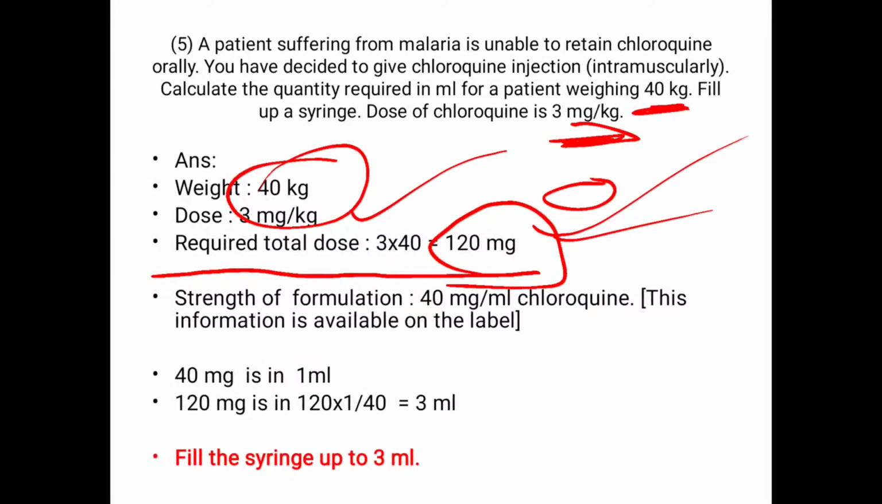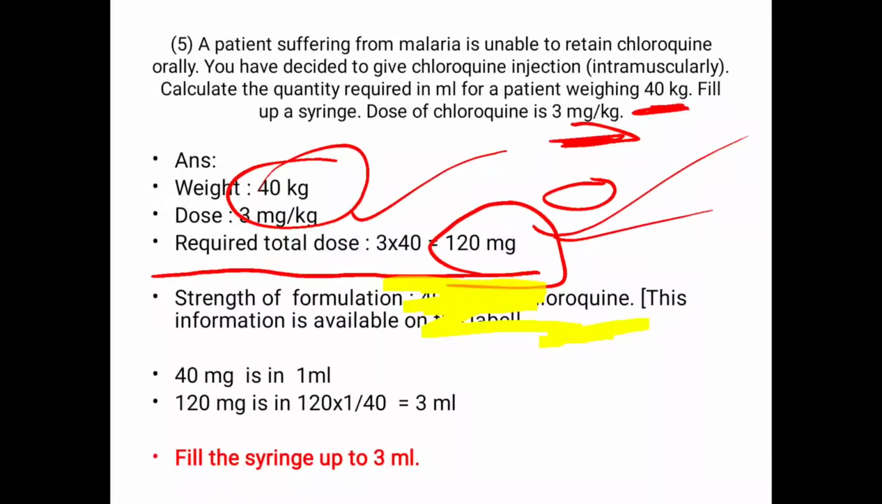And many people are confused about how this 40 mg per ml of chloroquine comes. This will be label information available on the ampule of that chloroquine. So don't be confused here. I know you will be confused about how this 40 came here, but this 40 mg per ml will surely be given in the question.